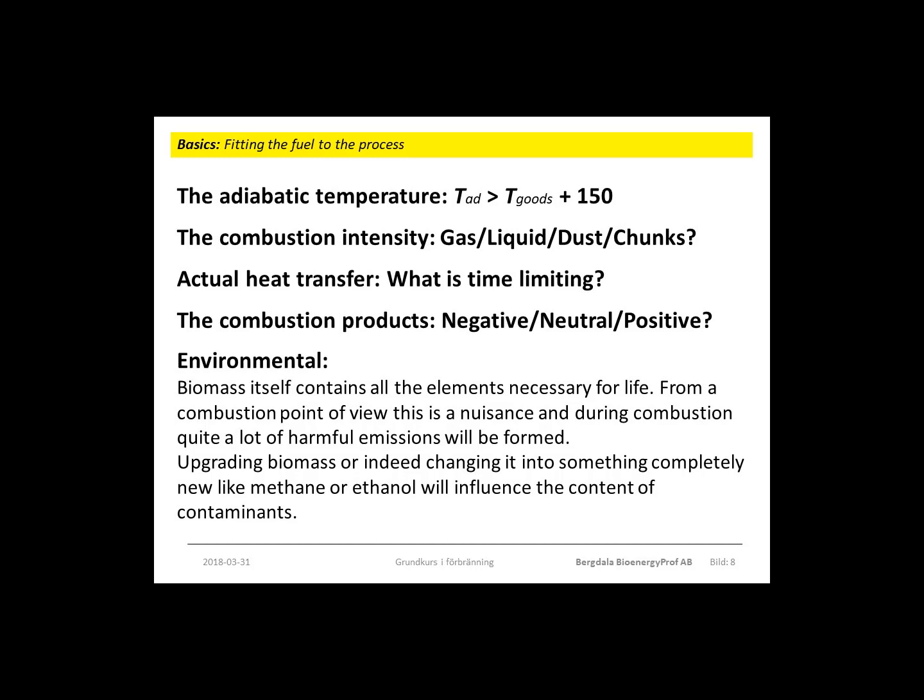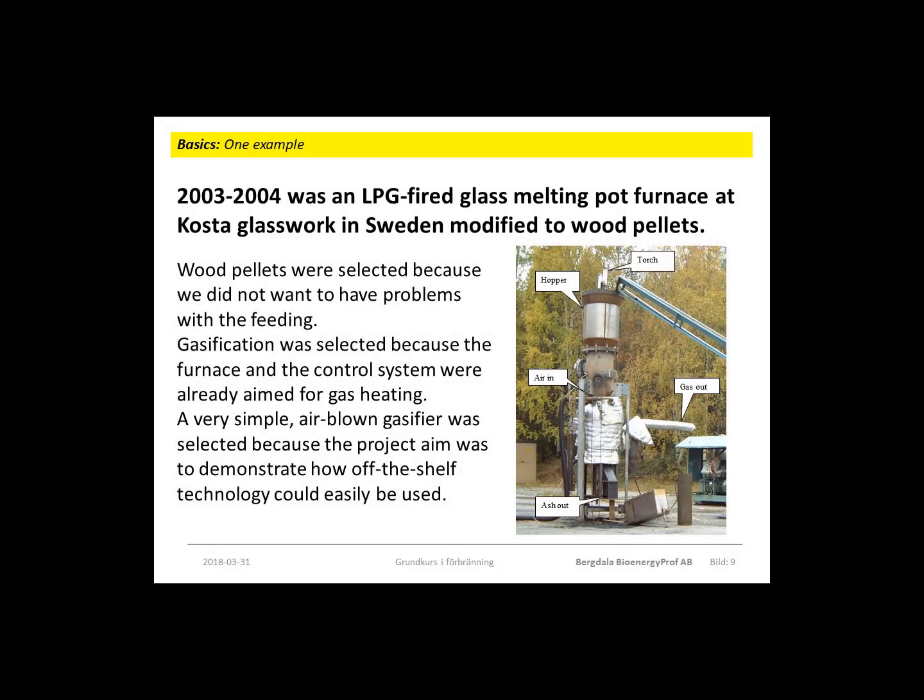These and other social and economic aspects will have to be part of your final report, but let us now concentrate on the pure technical aspects of the fuel quality. We will do that by the use of an example. A project run by the Linnaeus University, well, then it was Växjö University, in 2003-2005 aimed to demonstrate how biofuel could easily be reinstalled in the high-temperature process industry.